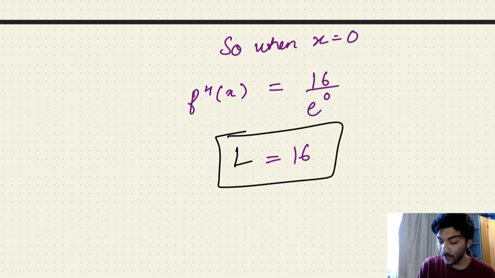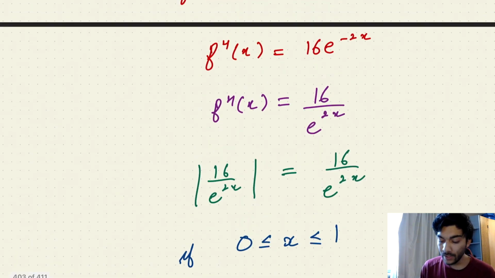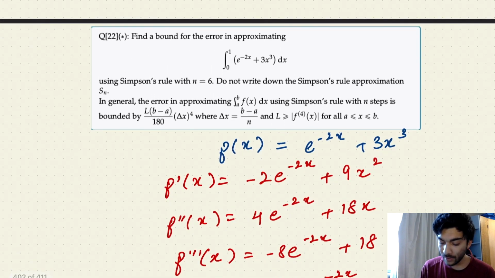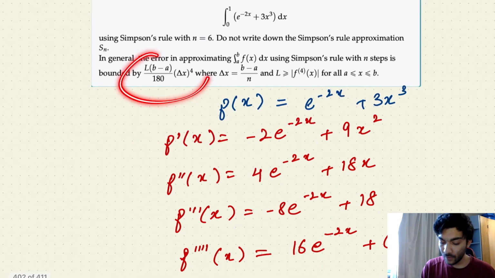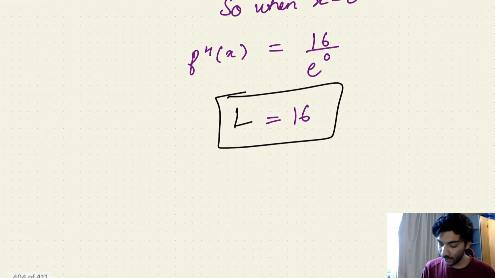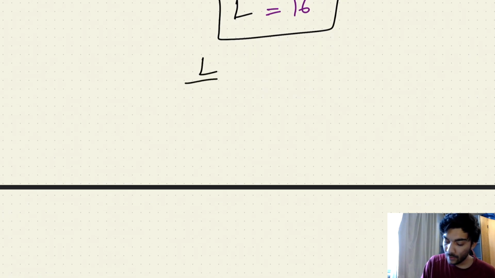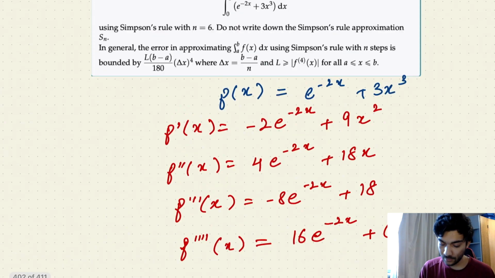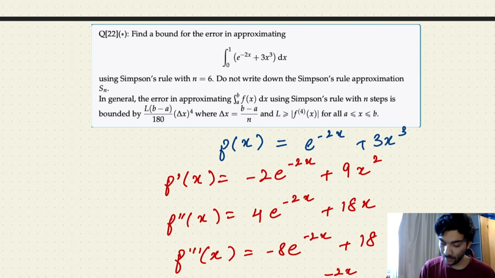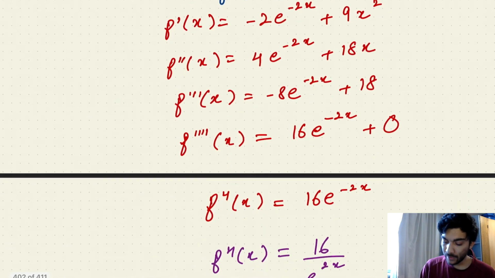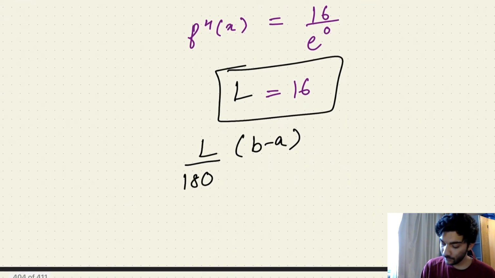So now we got the value of L, and the only step remaining is to calculate the value of the error bound by plugging all the values that we know into this formula over here. So the formula is this, and we can write the formula over here as well. The formula is L upon 180 times b minus a times delta x to the power 4, right?